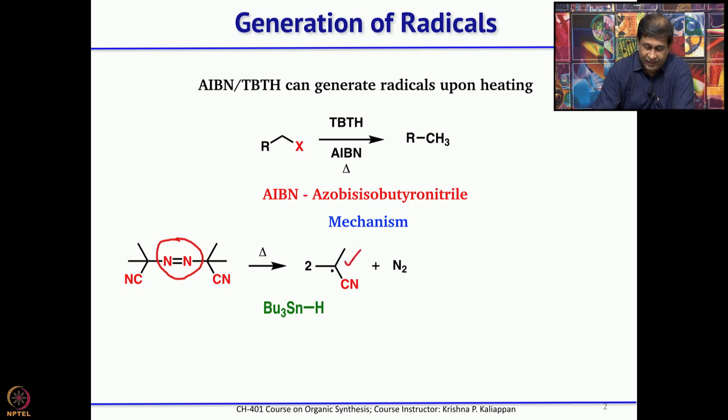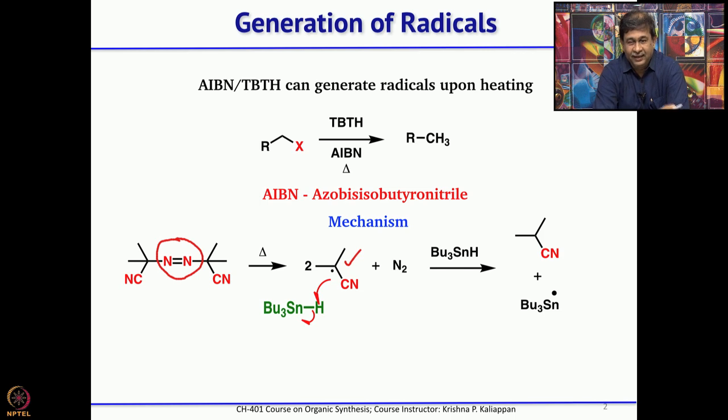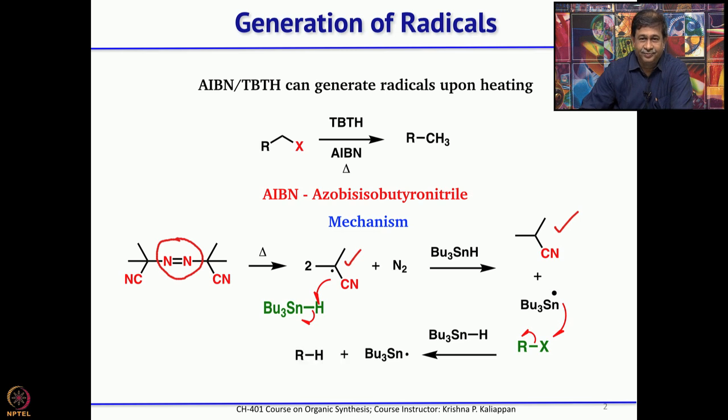and that will generate this radical. Since you add 1 to 1.1 equivalents of tributyl tin hydride to this reaction mixture, that radical will immediately abstract the hydrogen of tributyl tin hydride and form the corresponding tributyl tin radical. And already you can see the azo bis isobutyronitrile became simple isobutyronitrile. Now the tributyl tin radical will react with your alkyl halide and form tributyl tin halide and an alkyl radical. That alkyl radical will pick up hydrogen from tributyl tin hydride and form RH.